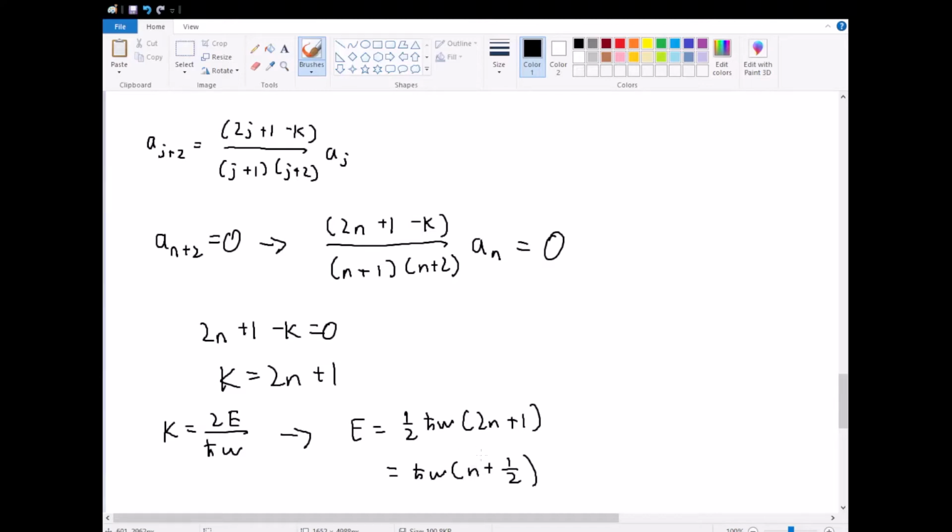And what this implies is that, in order to satisfy this a n plus 2 equals 0 truncation statement, we have to pick specific energy values so that this is true. The specific energy values we pick correspond with these n terms, and this is what determines the energy. This is what determines whether we're in the ground state or the first excited state or the second excited state, etc.